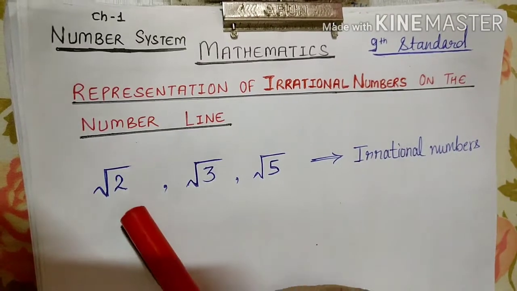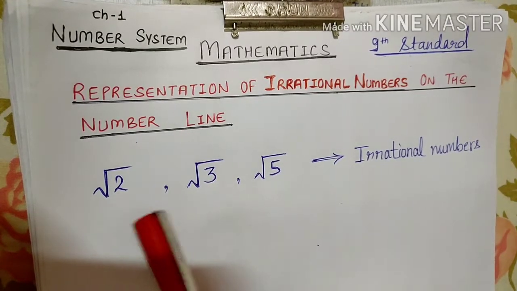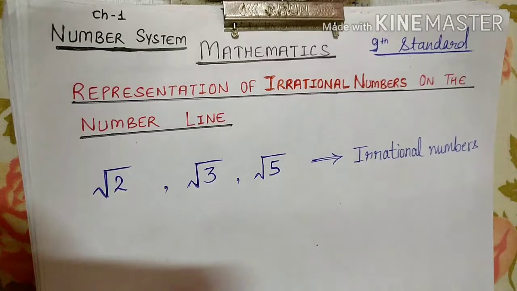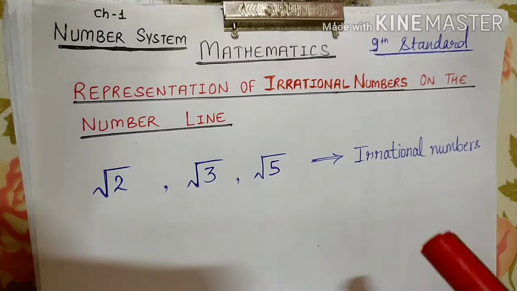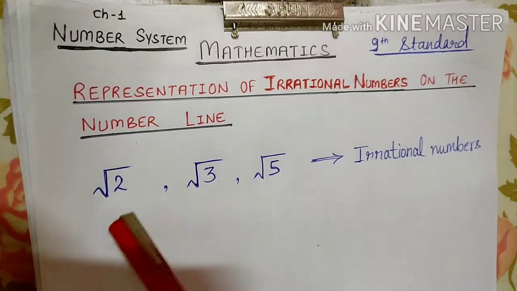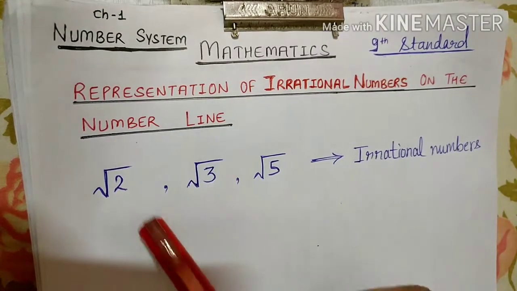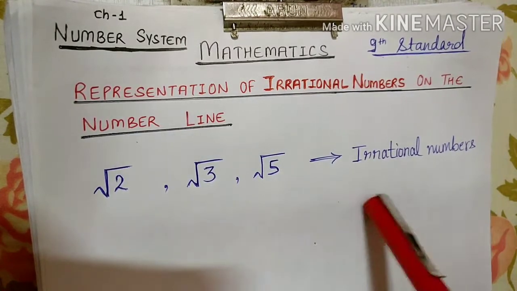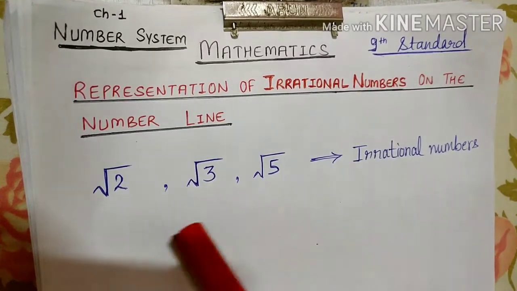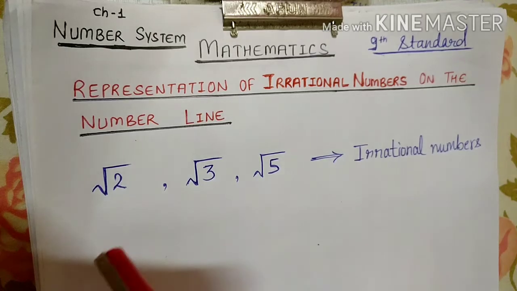As the numbers are given here, root 2, root 3, root 5. If you remove the root, these are 2, 3 and 5. What are these numbers? These are prime numbers. Even 7, 11, 13 can also come. These all are prime numbers. And if you put root over them, it becomes what? Irrational numbers. When we put a root over prime numbers, they become irrational numbers. We have learned these things in our previous videos. Now, how to represent these irrational numbers on the number line? So let's learn this.